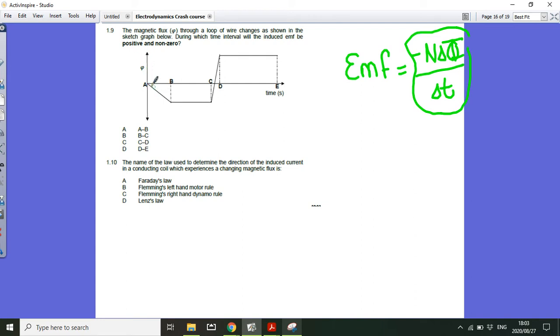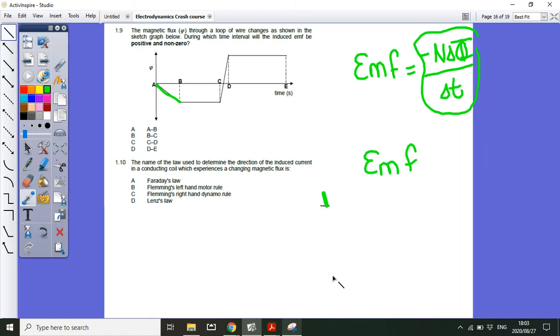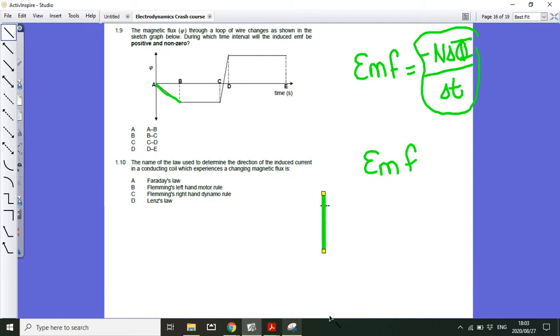If you look at the flux graph here, the gradient here is negative and it is constant. So if the gradient is negative and it is constant, that means the EMF will be positive and constant. So I'm going to draw a whole EMF graph for you so that you can actually see what it would look like. I don't know why that plays funny buttons with me now. There we go.